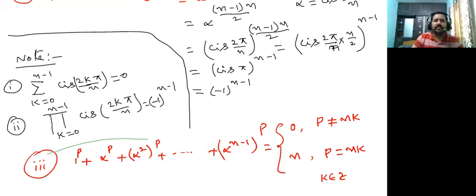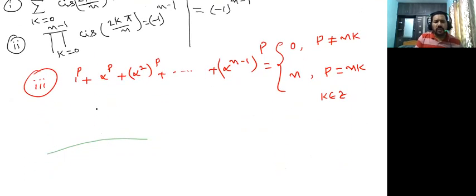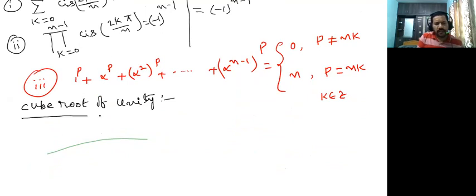That's it. Next, I am going to cube root of unity. It is important. Take one complex number z. z is equal to cube root of unity, that is 1 power 1 by 3.